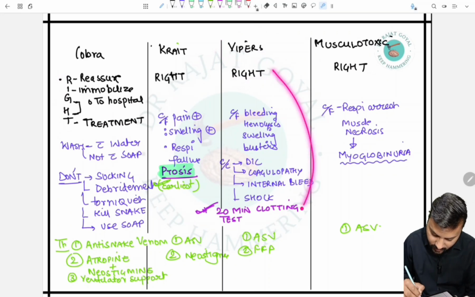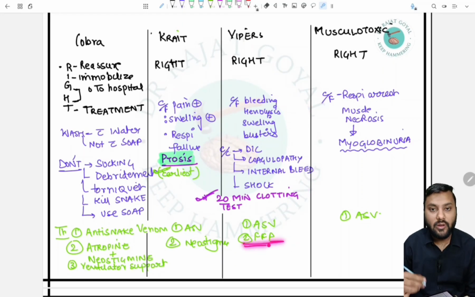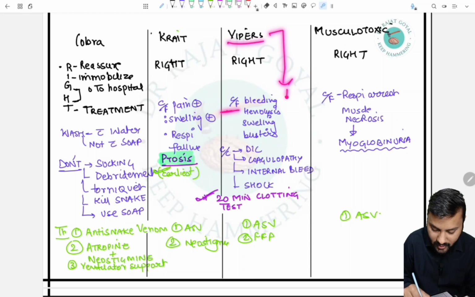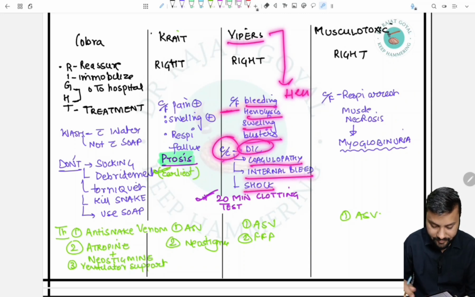The final treatment is anti-snake venom and fresh frozen plasma. Fresh frozen plasma, because in this the hemolysis occurs, so we have to give fresh frozen plasma. And the clinical features in viper bite, because it has a hemolytic toxin, will lead to bleeding, hemolysis, swelling, blisters, and the complications can be DIC, coagulopathy, internal bleeding, and shock.